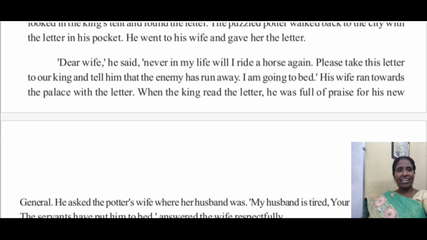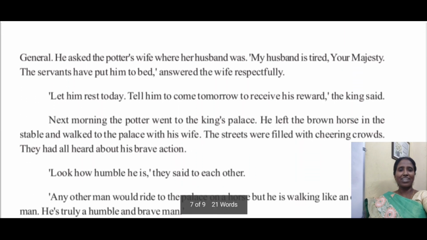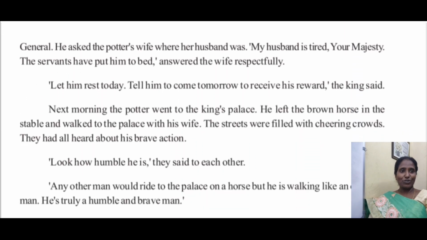And then when the king read the letter, he was full of praise for his new general. When the king read the letter, he was praising the potter. That is, the new general means the potter. He asked the potter's wife where her husband was.